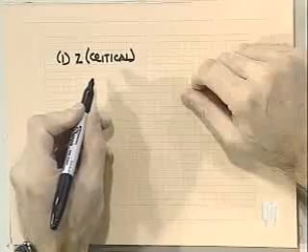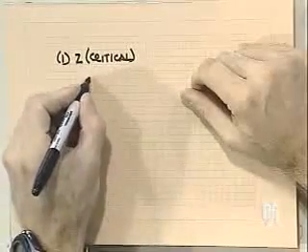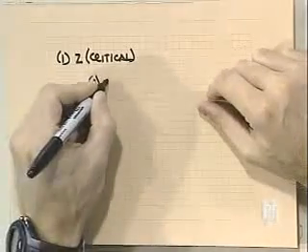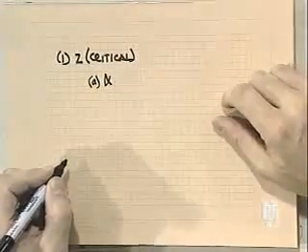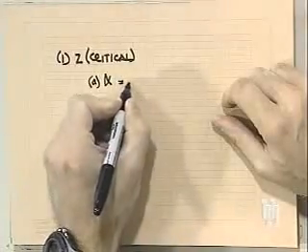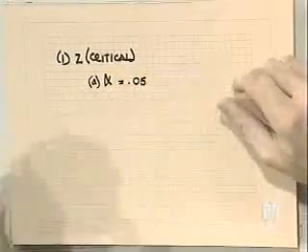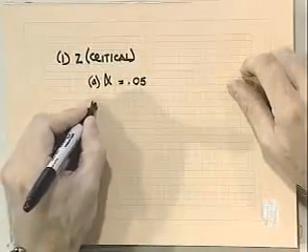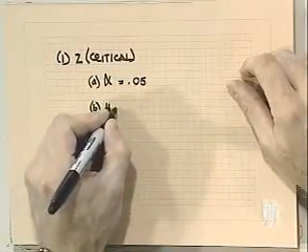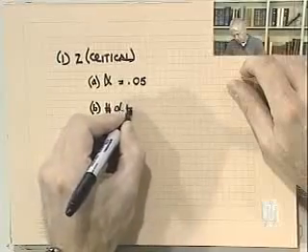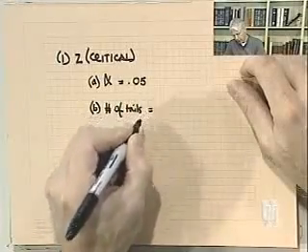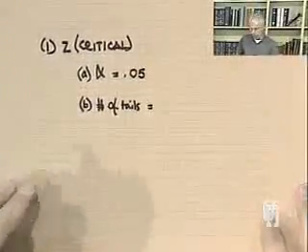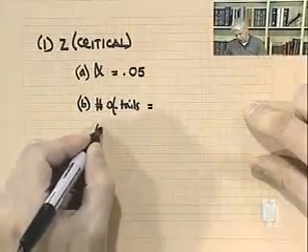In order to determine the critical value of z, we said that we needed 2 pieces of information. First of all, the level of alpha. And let us assume that alpha is 0.05. We set alpha equal to 0.05. The second piece of information we needed was the number of tails in the test. And this hinged upon the research hypothesis.